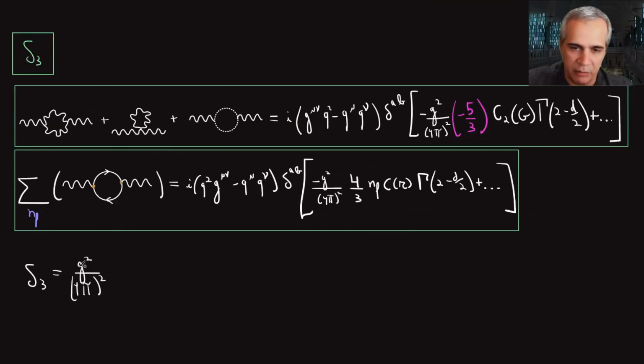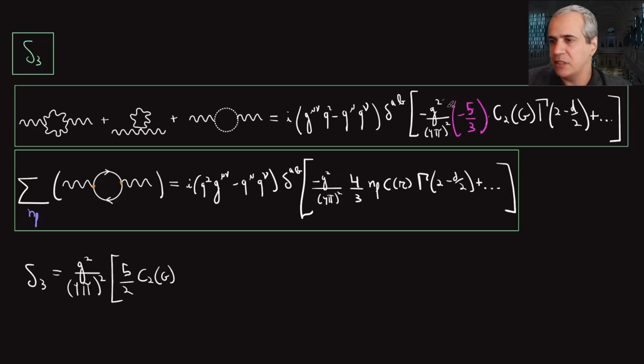Right? So I can bring a g square over 4 pi square out here. Actually, it's 4 pi square, 4 pi square. Yeah. And this term is just a 5/3 of C2G. Remember, this is not gauge independent, so this is in the Feynman-'t Hooft gauge, right?